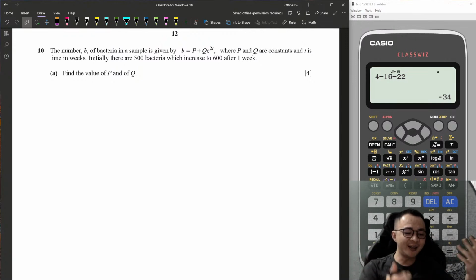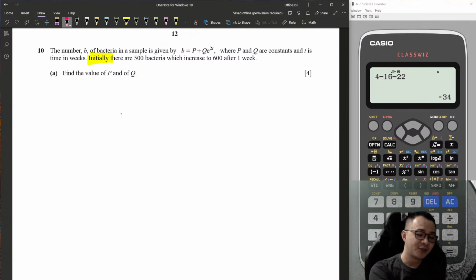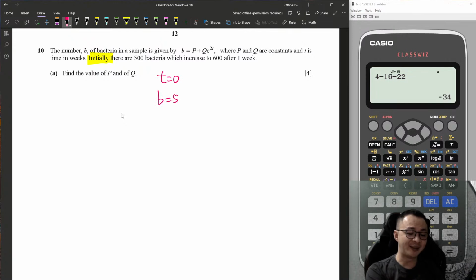Alright, the second thing is, what is the meaning of the initial here? Initially means at the beginning. At the beginning means when the time is 0. They haven't started to count the time. So this is the reason why they use the word initially. So that means I know T is 0, I have 500 bacteria. But when T equals to 1, I have 600 bacteria.